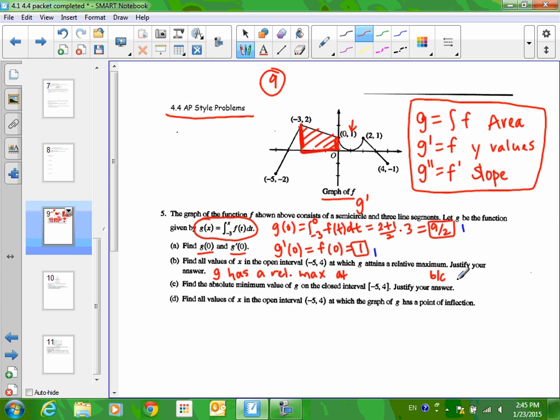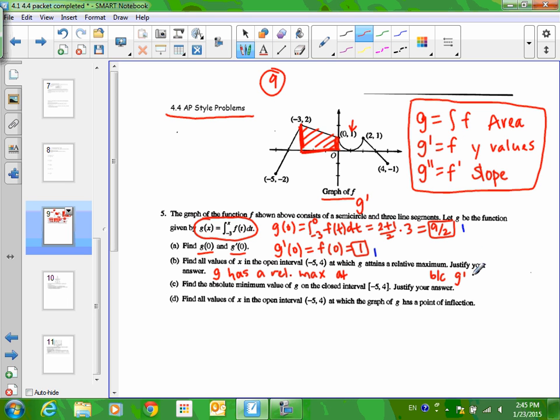Okay, so the slope, which would be g prime. So g prime is going to change, and if I draw this in the air here, here's a relative max. G prime is changing from positive to negative. All right, so let's go ahead and finish writing this out. So g prime, and what is g prime equal to?